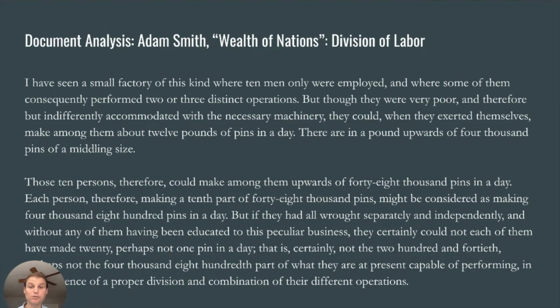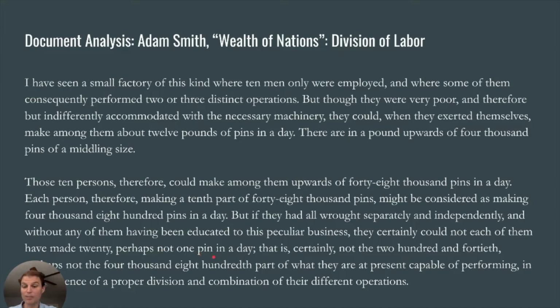So, for instance, the first question here, how many pins can one man make in a day? Well, he says here in this particular paragraph that they can barely make one. If they had all wrought, which is a very old English word just meaning make, but if they all wrought separately and independently, and without any of them having been educated to this peculiar business, they certainly could not each of them have made 20, perhaps not 1 pin in a day.